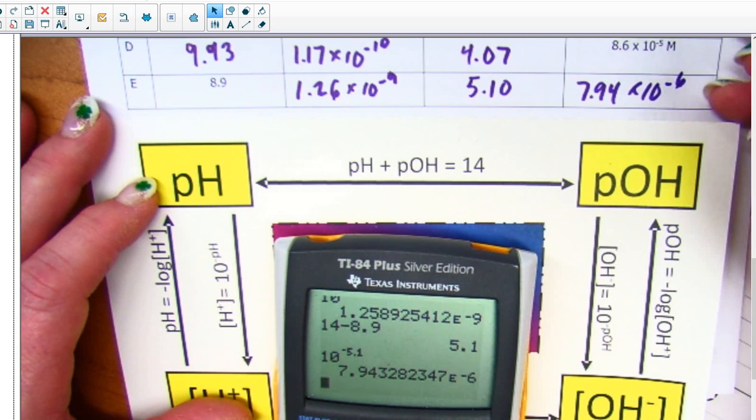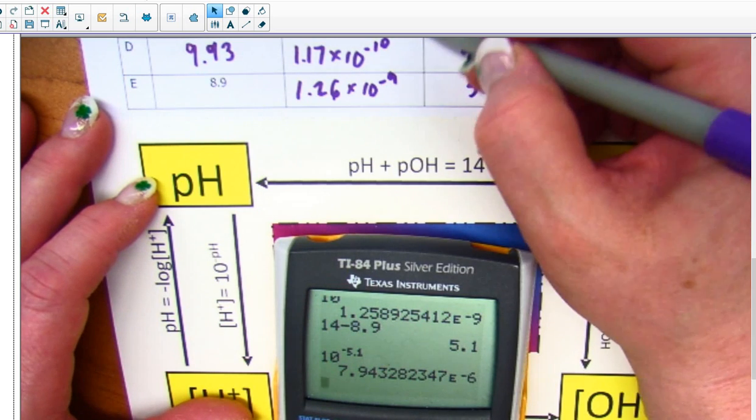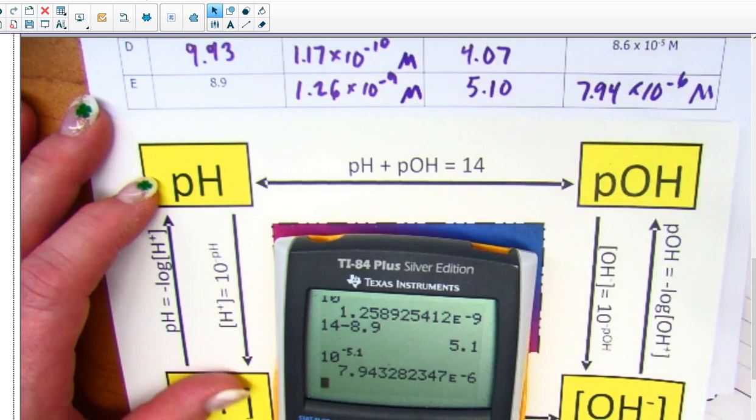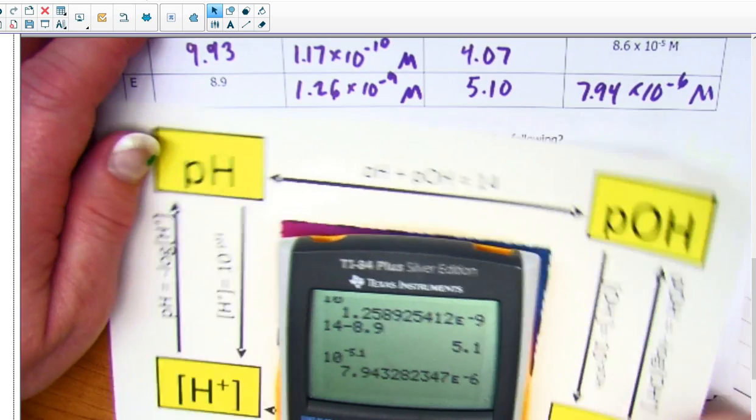And these should all have molarity, and I've been slacking and not putting them, but it is a concentration, so we need to tell what concentration it is. Okay, so next part.